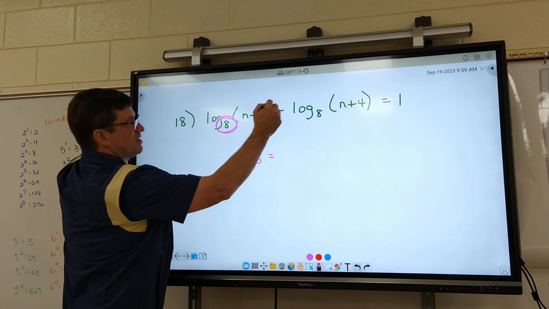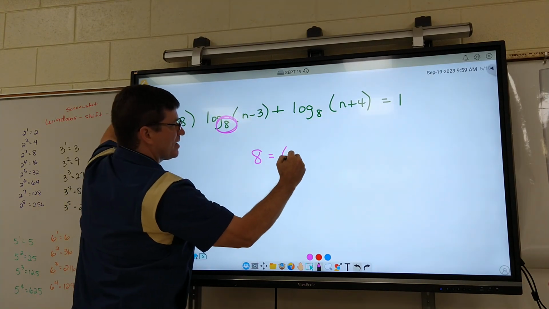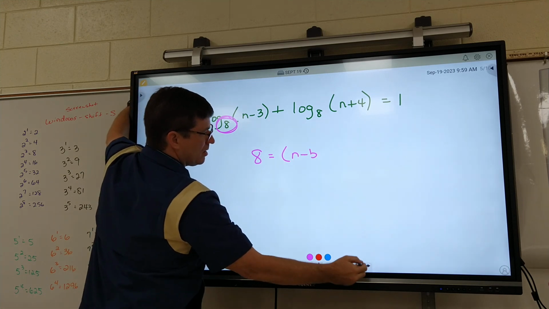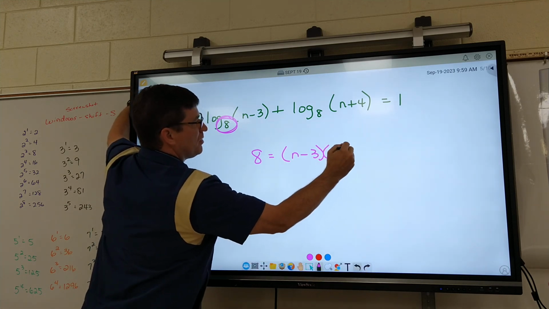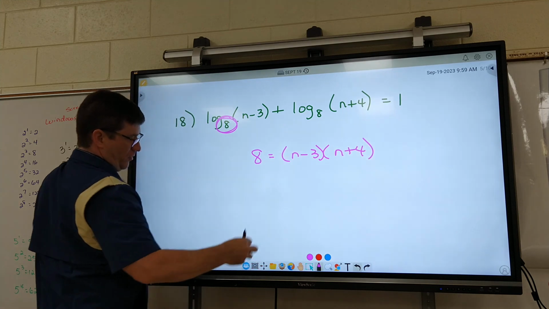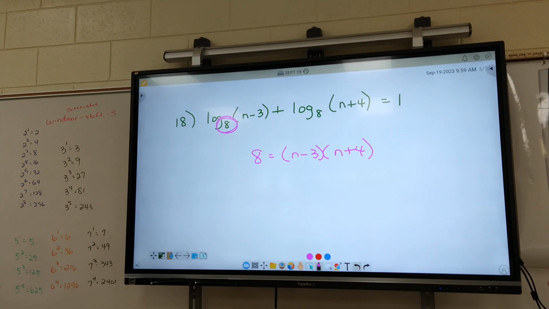All right, Ashlyn, this has got plus in between these two, so I just got to times them. N minus 3 and n plus 4. All right, y'all foil that out now and do your quadratic formula. This one doesn't look bad at all.